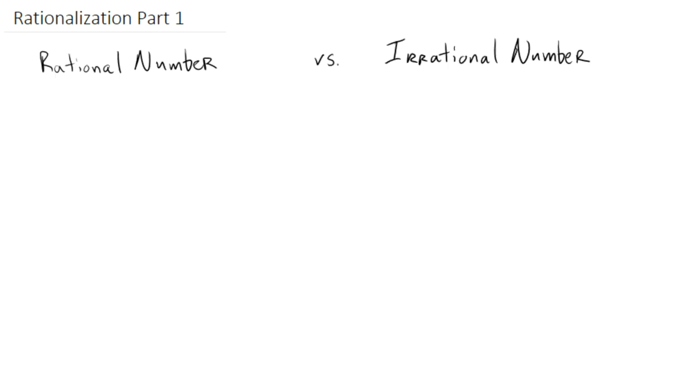In this video, we're going to talk about a process called rationalization for rational expressions that contain radicals. But before we get into that process, we first need to make sure we're all on the same page with some language. First of all, the idea of what a rational number is and what an irrational number is.